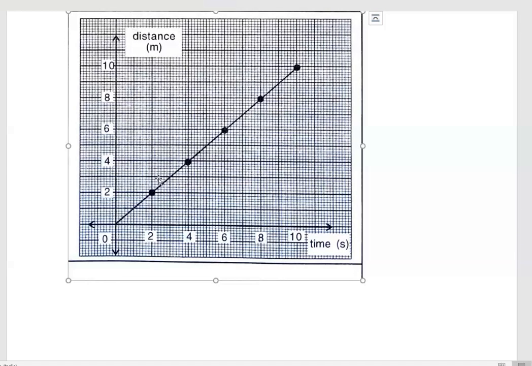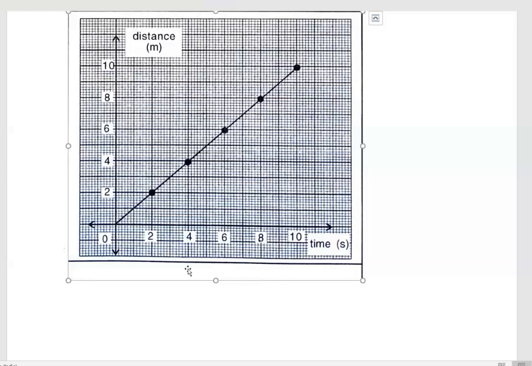Now we know that if the object travels equal distance in equal interval of time, the object is said to be performing uniform motion. So this is a clear case of uniform motion. And this line showing uniform motion will be a straight line. But remember, it is not parallel to x-axis. In fact, it's going upward.